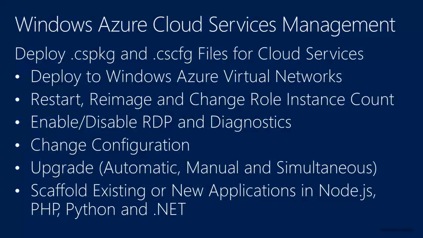The reason is because when you deploy to a VNet, you always have to deploy to an affinity group, and the only thing you can do from Visual Studio is a data center location, not an affinity group. Anyways, you can do that from PowerShell, which is awesome. You can restart, reimage, and change your role instance count. You can now dynamically turn on RDP and diagnostics.